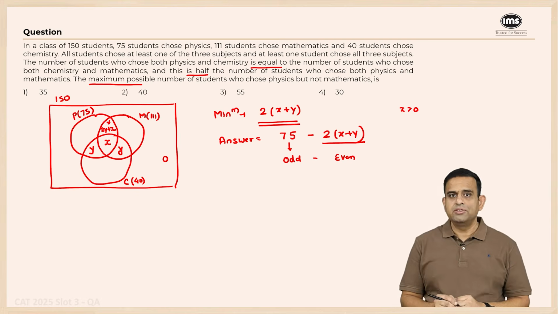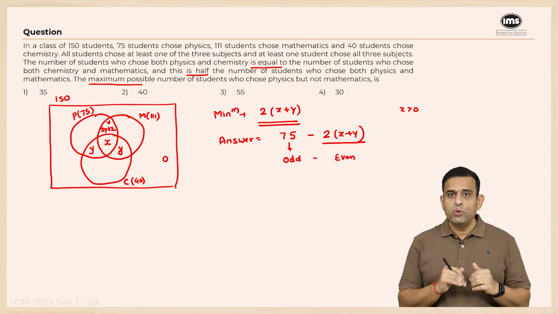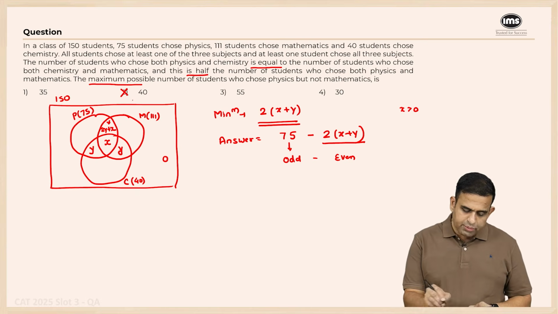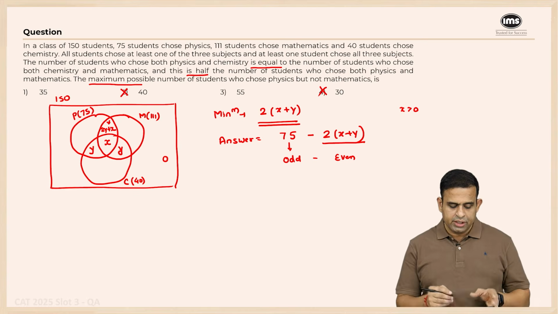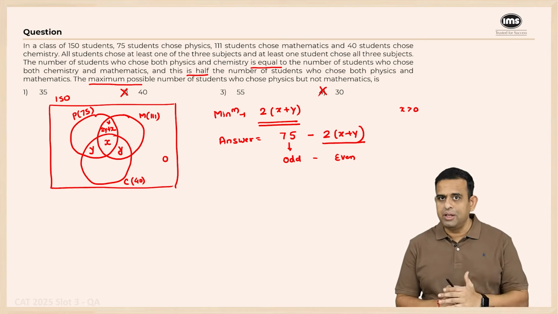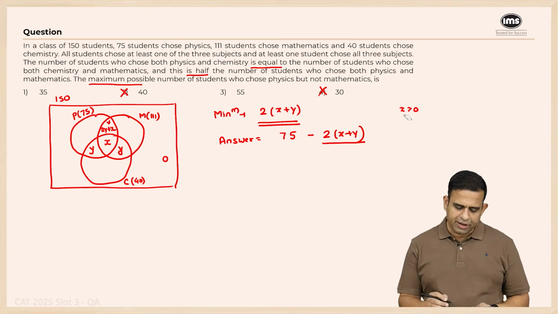Now odd minus even is going to give you an odd quantity, and that helps you to possibly eliminate some of the options. Your answer can't be option number 2, can't be option number 3, it has to be an odd number. So either option number 1 or option number 3 has to be the answer. That much is what you can say at this particular point of time.